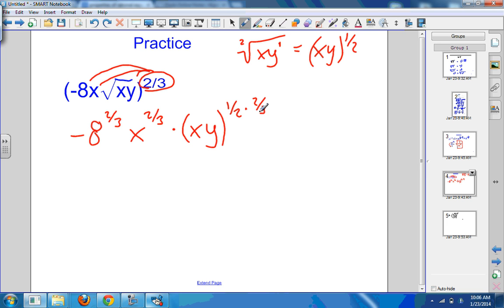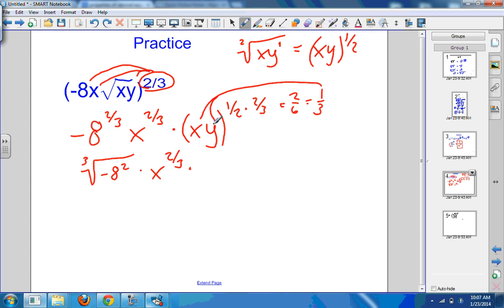So, simplifying things down, we have negative 8 to the 2/3, which I'm going to rewrite as the third root of negative 8 squared, because I think it'll be simpler to solve that way. Then we have times x to the 2/3 times, if I multiply 1/2 times 2/3, I get 2/6, which is equal to 1/3. So I need to take this 1/3 and distribute it inside here. So we have x to the 1/3, y to the 1/3.